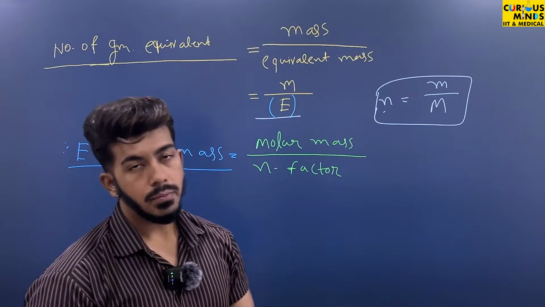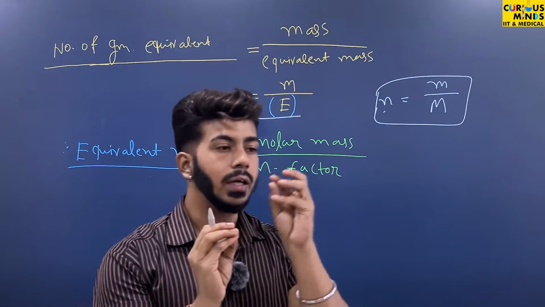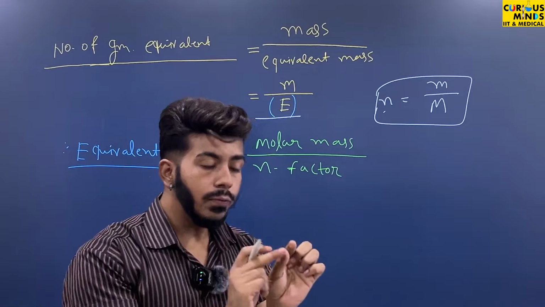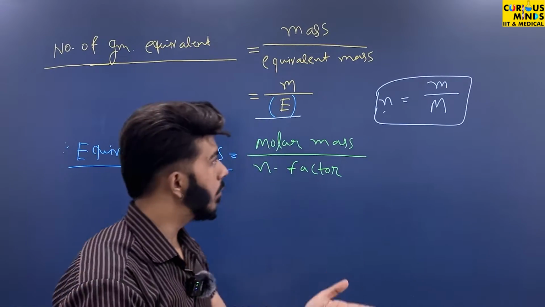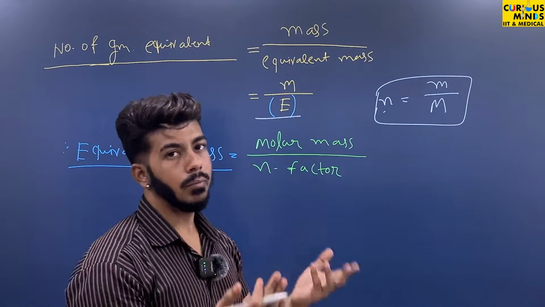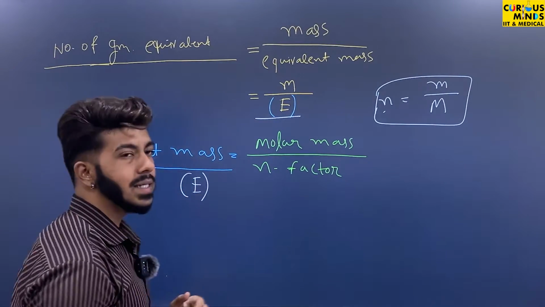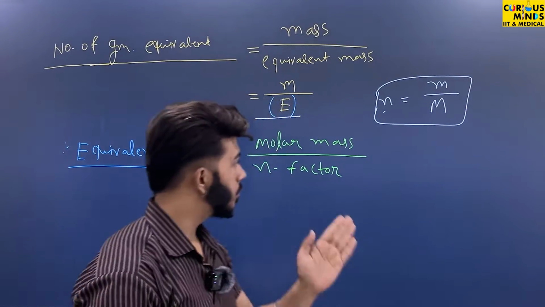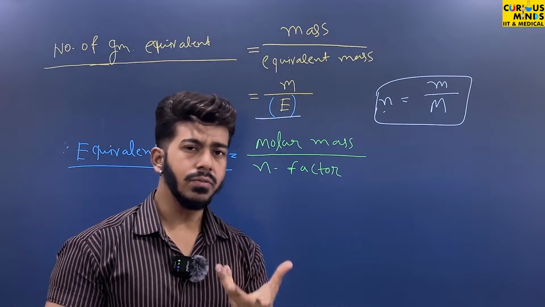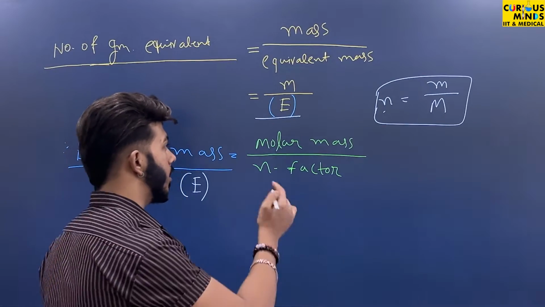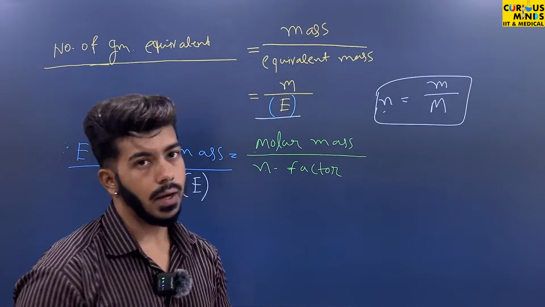Now, what is that equivalent mass? To find normality, we need to find number of gram equivalents, right? To find number of gram equivalent, we have to find equivalent mass. Now, coming to equivalent mass. So, equivalent mass is generally denoted by E, which is nothing but molar mass by N factor. What is N factor? That is valency factor. We will see that in the next upcoming slides, right? So molar mass by N factor.